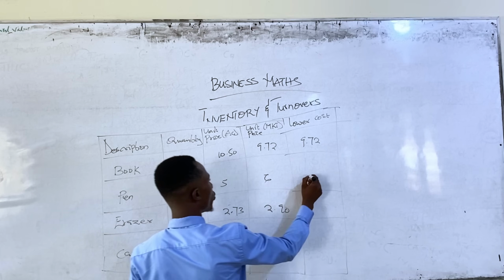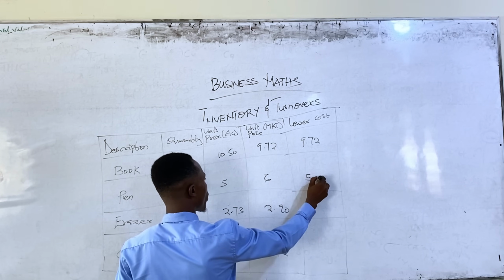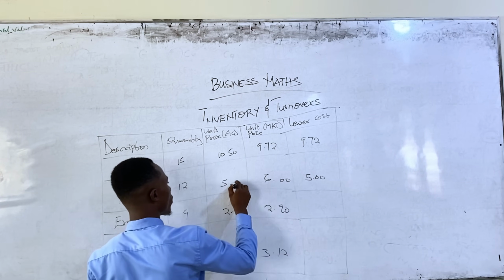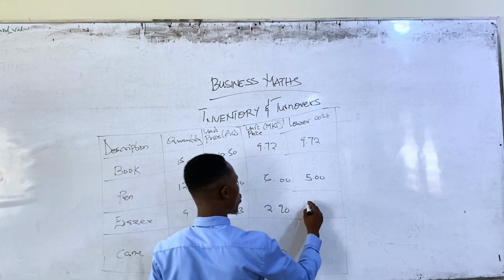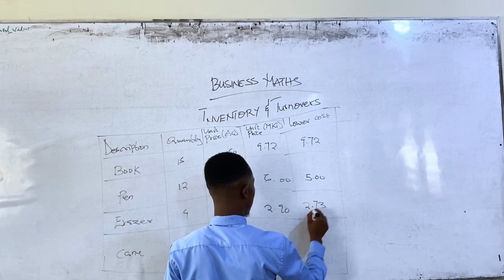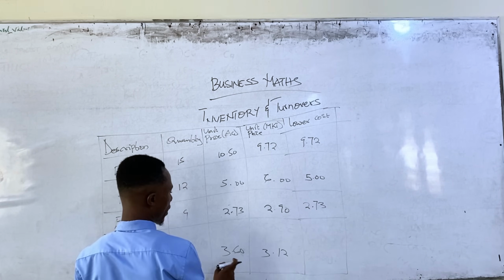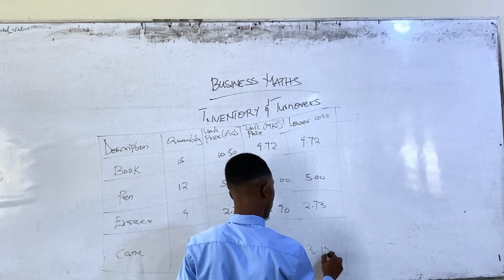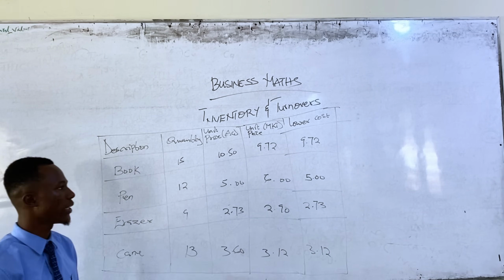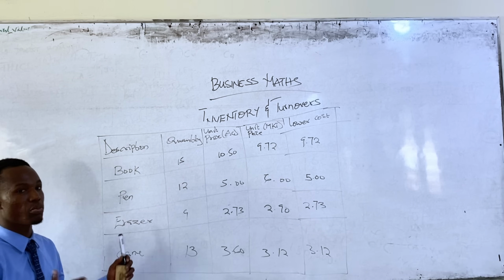This, right? So you pick the 5.00, 6.00. And this, which one is lower? This, right? So you pick 2.73. This 90. And this, which one is lower? This. So you pick 3.12. So you are going to pick the lower cost or the lower price.